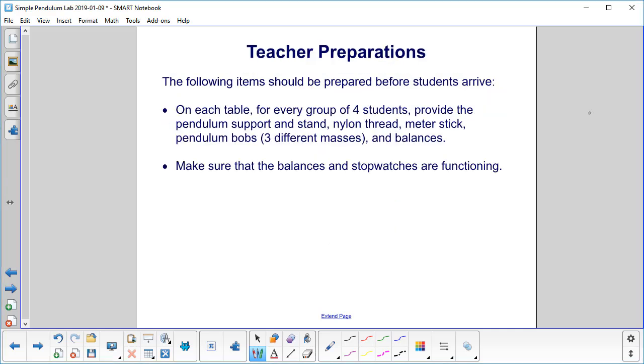Before the students arrive, you should have, for every group of 4 students, the pendulum support and stand, the nylon thread, meter stick, 3 different pendulum bobs, and balances. Make sure that the balances and stopwatches are functioning.